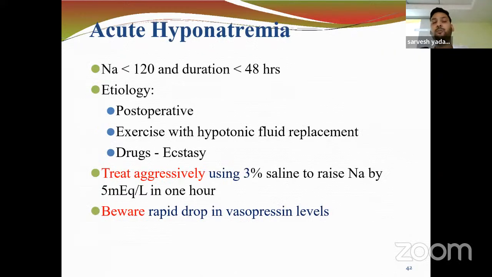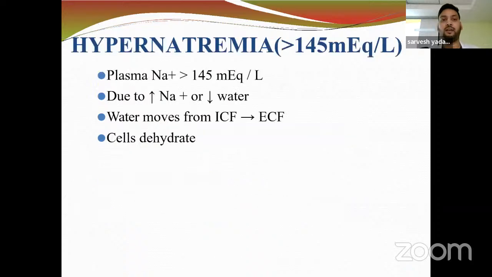Acute hyponatremia is when serum sodium is less than 120 and duration is less than 48 hours. Etiology: present with post-operative exercise with hypotonic fluid replacement and drugs like ecstasy. Treated aggressively using 3% saline to raise the serum sodium by 5 milliequivalents per liter in 1 hour. Be aware of a rapid drop in vasopressin level.